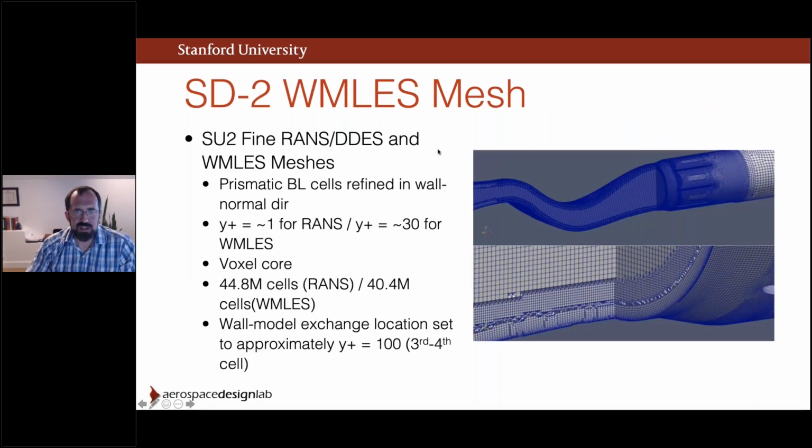You see here a quick slide just showing the meshes used. I don't want to spend a lot of time, but really the only difference between the fine RANS/DDES mesh and the wall modeled LES mesh in this case was the thickness of the first wall cell.